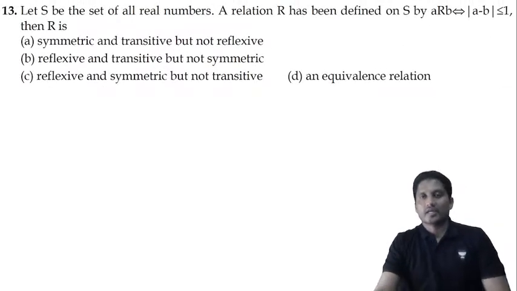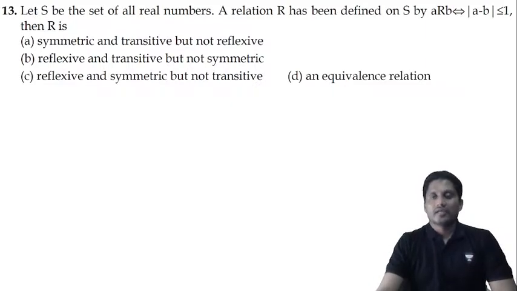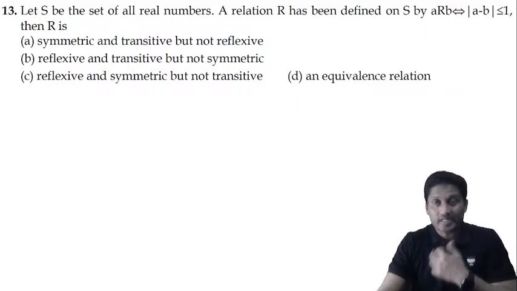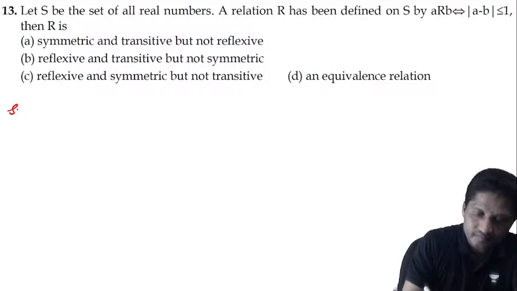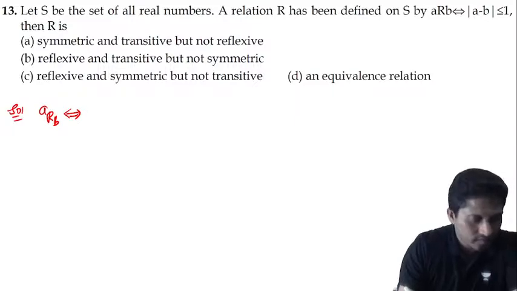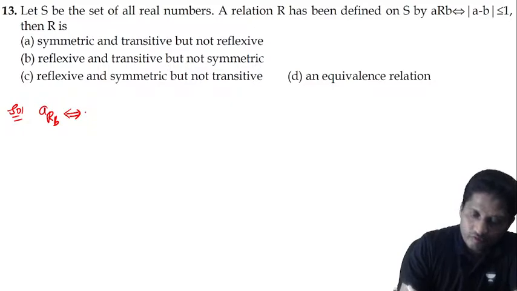A relation is defined on set S by A related to B if and only if modulus of A minus B is less than or equal to 1.